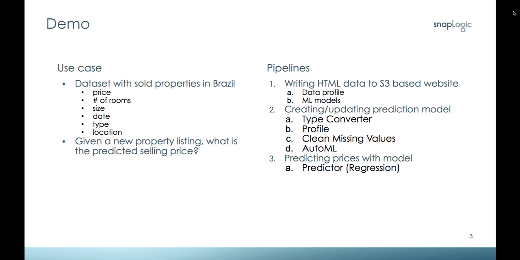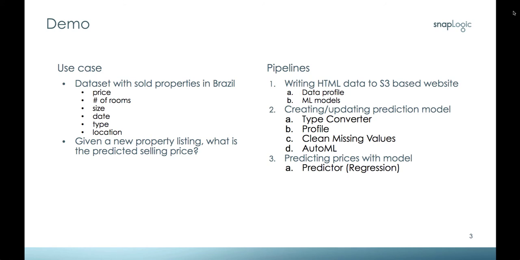So to do that, we're going to create three different pipelines. The first one is more of a helper pipeline. It's going to help us write HTML data to an S3-based website. Essentially, our other pipelines will output some HTML that will help us as data scientists understand what our machine learning pipelines are doing, in terms of what the data set looks like and what the different machine learning models are that our pipelines are comparing and potentially using when they predict values. So this allows us to get a visual way of looking at that data.